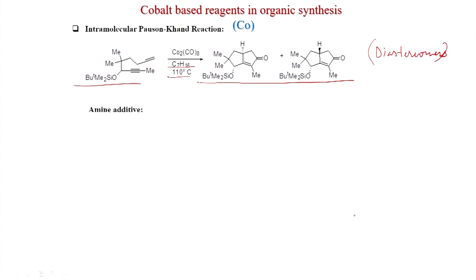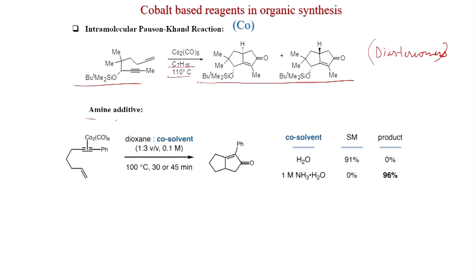In this intramolecular reaction, a defined additive has been used, like an amine additive. Here the triple bond and double bond are there, with an amine additive like ammonia. If you see the solvent, co-solvent dioxane water, you get only 0% yield, and 91% starting material for this particular reaction. Now, if you react with 1 molar ammonia water, you get 96% yield.